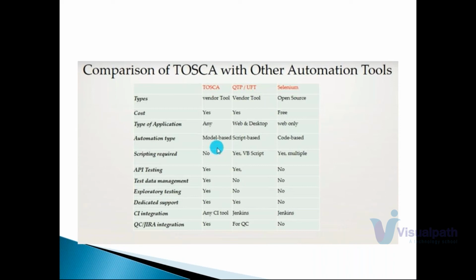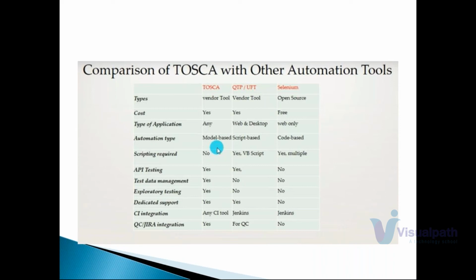No scripting means only at architect level you will have scripting. What do you mean by architect level? You will have scripting means, let's say you are trying to test an application and there is one calendar control on that particular application.